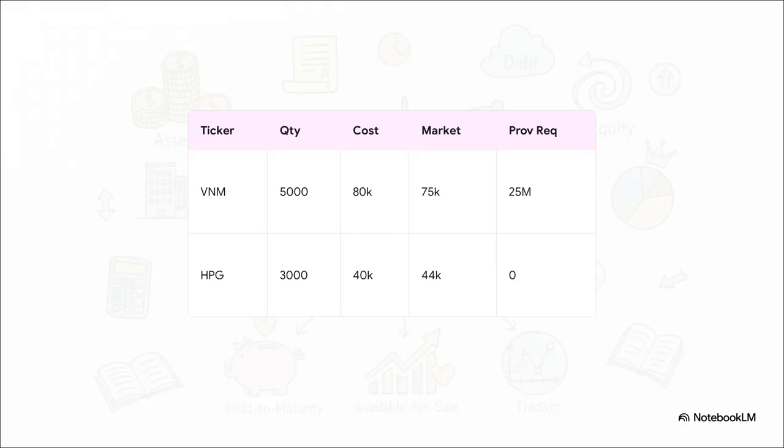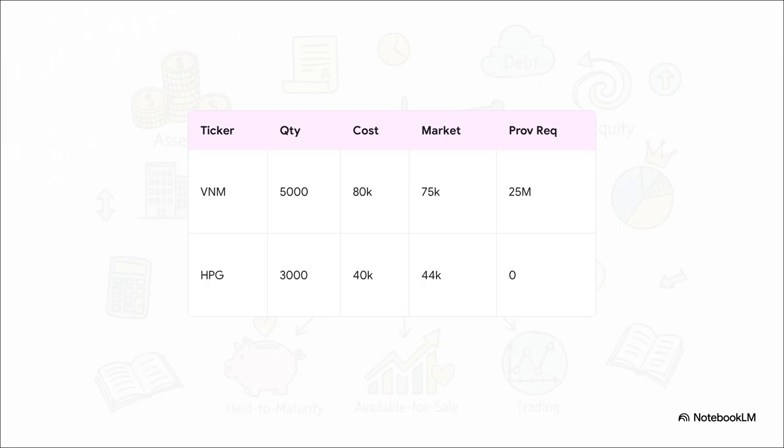Let's put this into perspective with some quick math for ABC Company at year-end. For their V&M shares, the cost was $80,000 per share, but the market dropped to $75,000. So that's a $5,000 drop across 5,000 shares, meaning, boom, we need a $25 million provision. But look at their HPG shares. The market price went up to $44,000. Since there's a gain there, the provision required is zero.